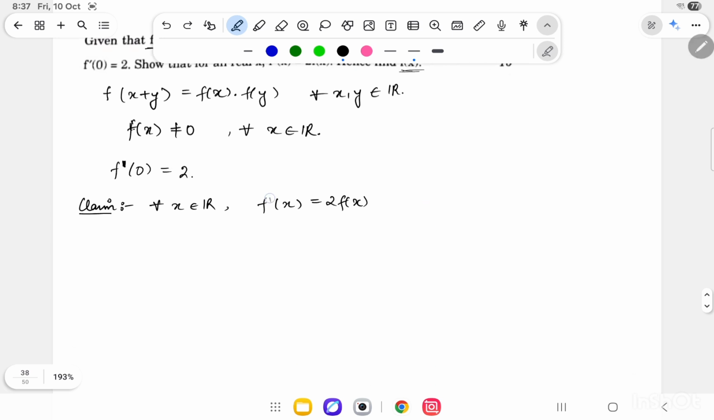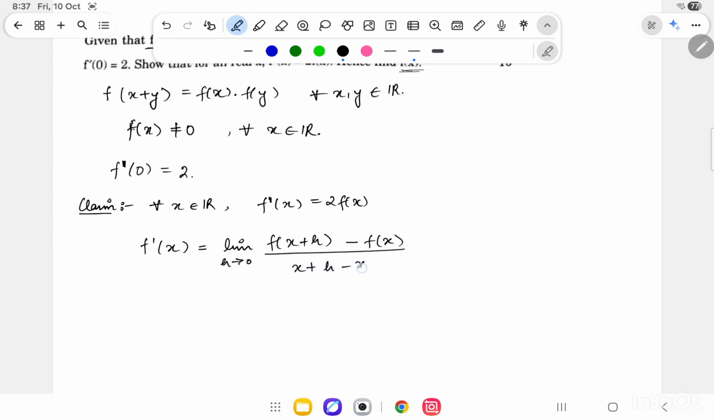So we are supposed to prove that the derivative of f is equal to 2 times f(x). So the derivative of f at any point x is basically equal to the limit as h approaches 0 of (f(x + h) - f(x)) / ((x + h) - x). We got this using the definition of derivative, using the definition of differentiation.